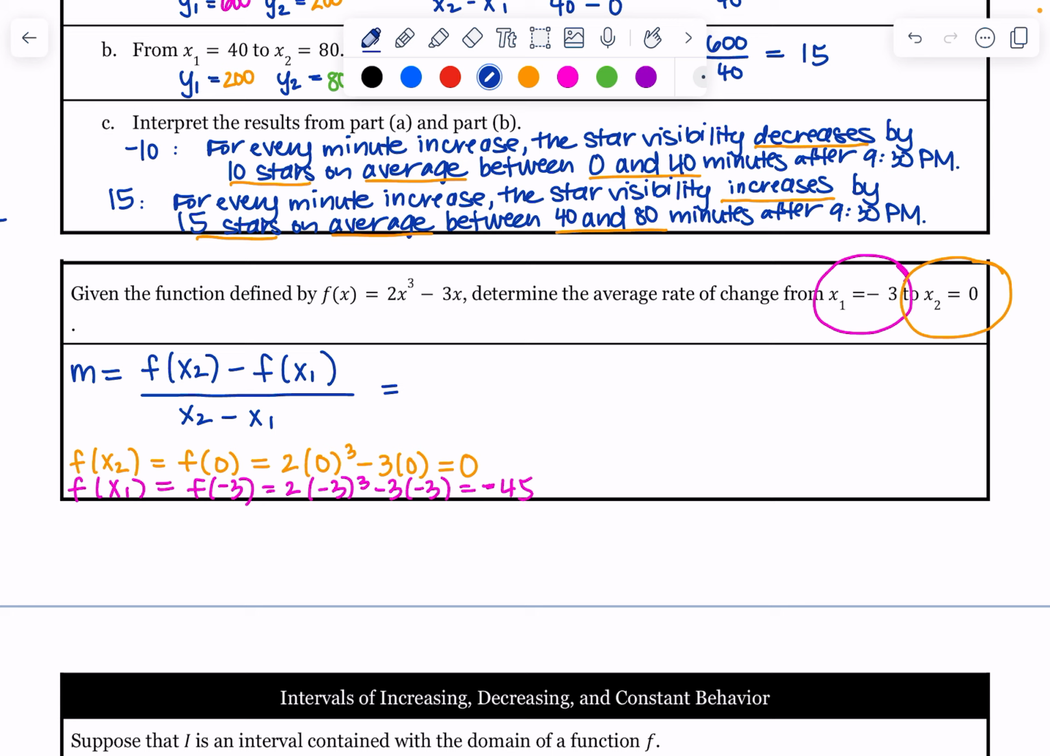Okay, so again, I got 0 for x2 because of the problem. All right, so let's plug in what we know. F of x2 we got was 0 minus f of x1 we got negative 45. So notice there's two negatives here. And then in the problem, we were given x2 and x1, so this would be 0 minus negative 3. So this is really 45 over 3, or just 15. Most of this can be done in your calculator. I wrote it all out. I'd probably do that all in my calculator.